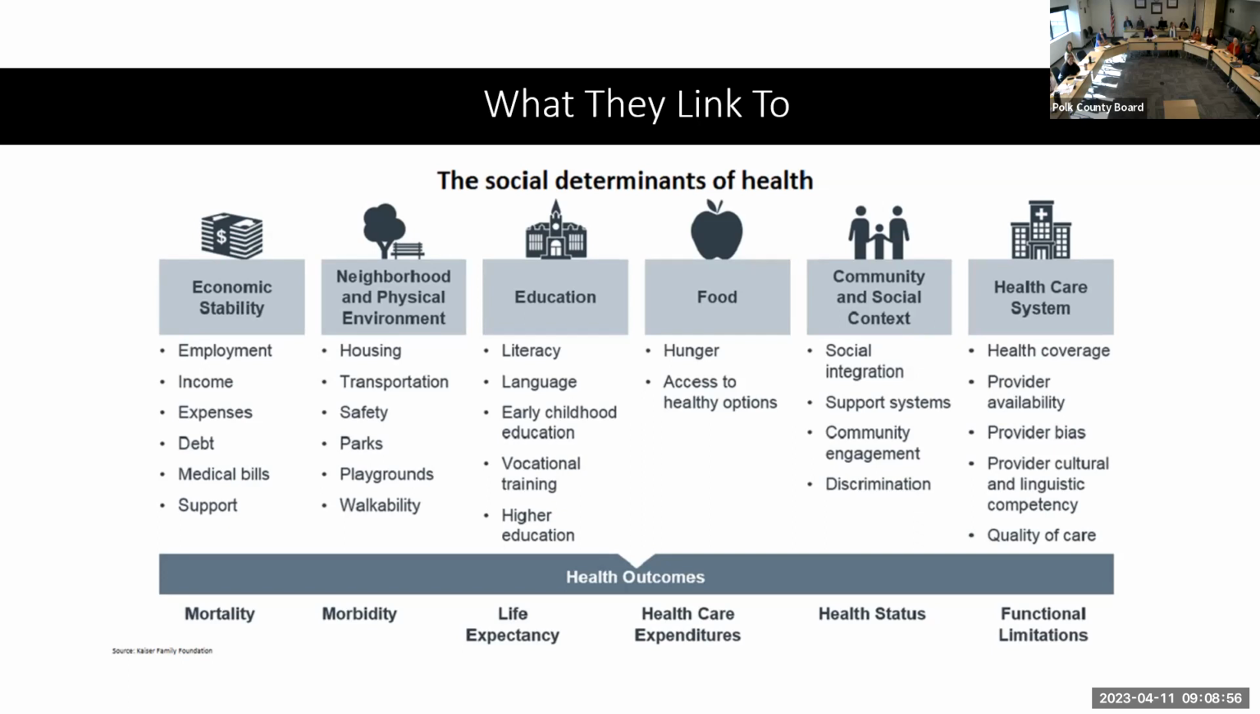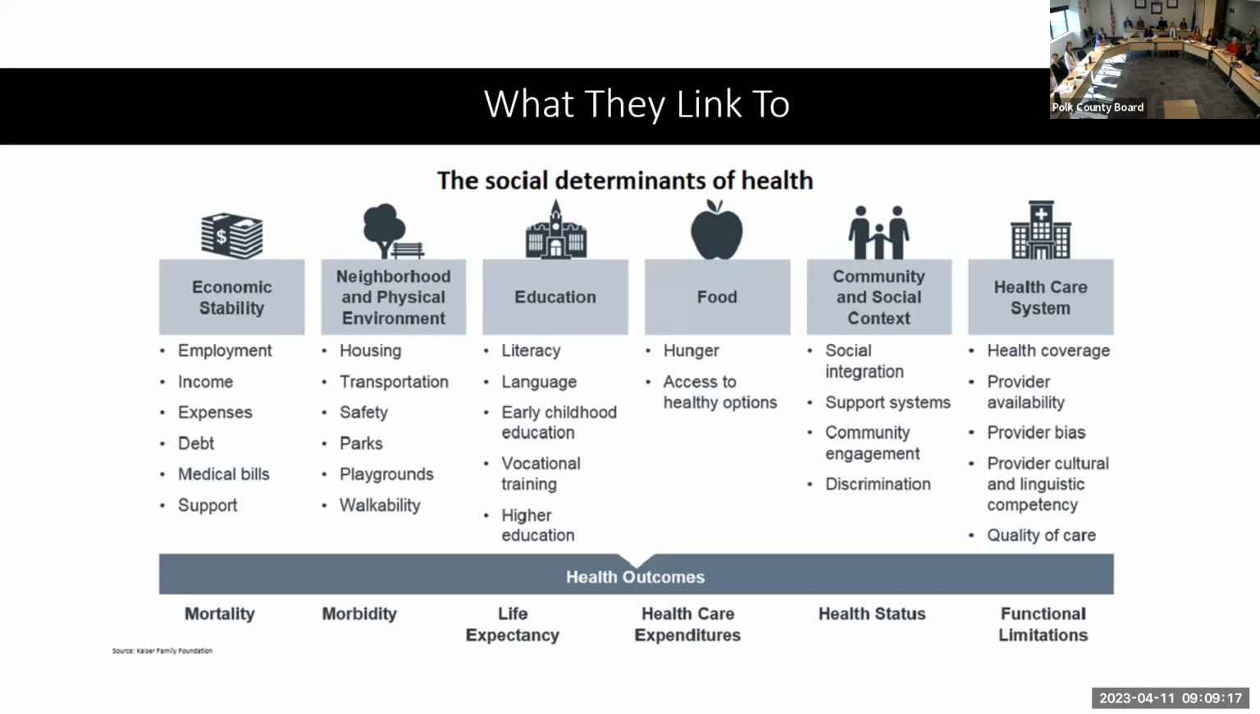Healthcare quality and access may impact a person's morbidity, mortality, functional limitations, depending on whether they're able to afford care and access care and get the providers that they want. So a lot of these things all tie together. And that, of course, can tie to economic stability.